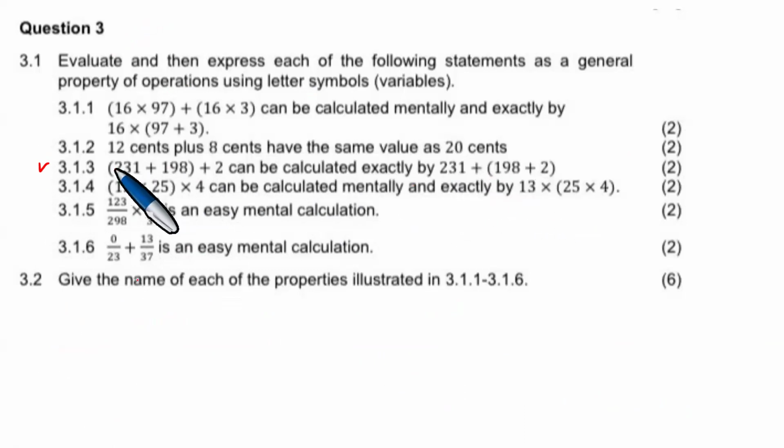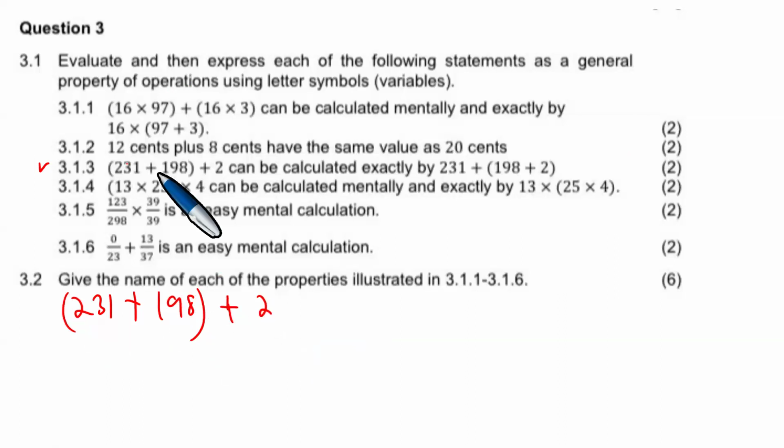What has happened here? Okay, so yeah, we can write 231 plus 198. You can just remove the mathematical symbols from the sentence. Okay, right. So yeah, we have 231.